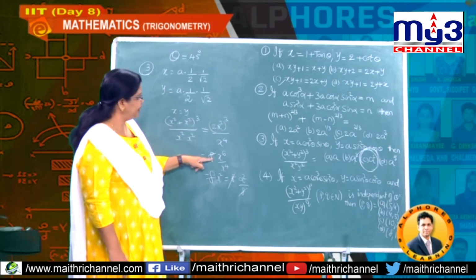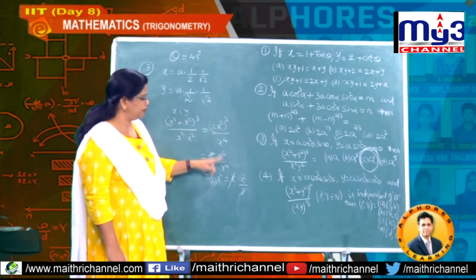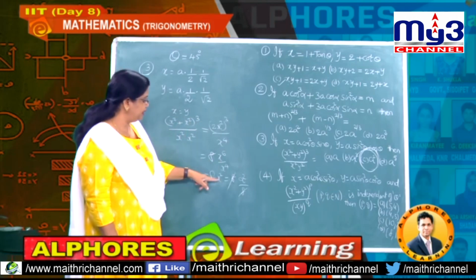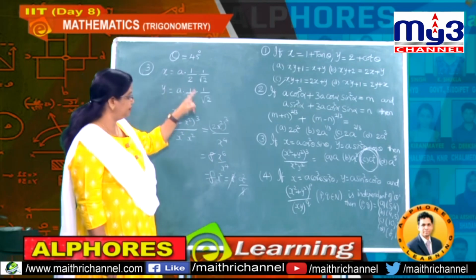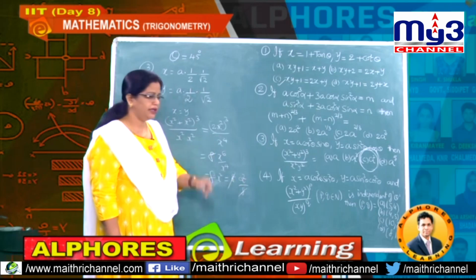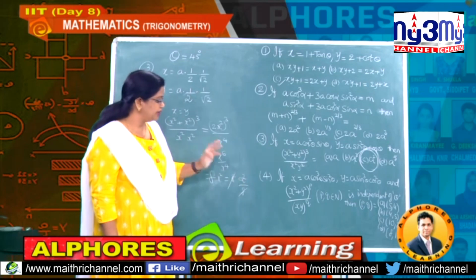So you got 8 times x power 6 divided by x power 4. So 8x square. Now we substituted. So 8 times a square divided by 8. Hence what is the answer you got?